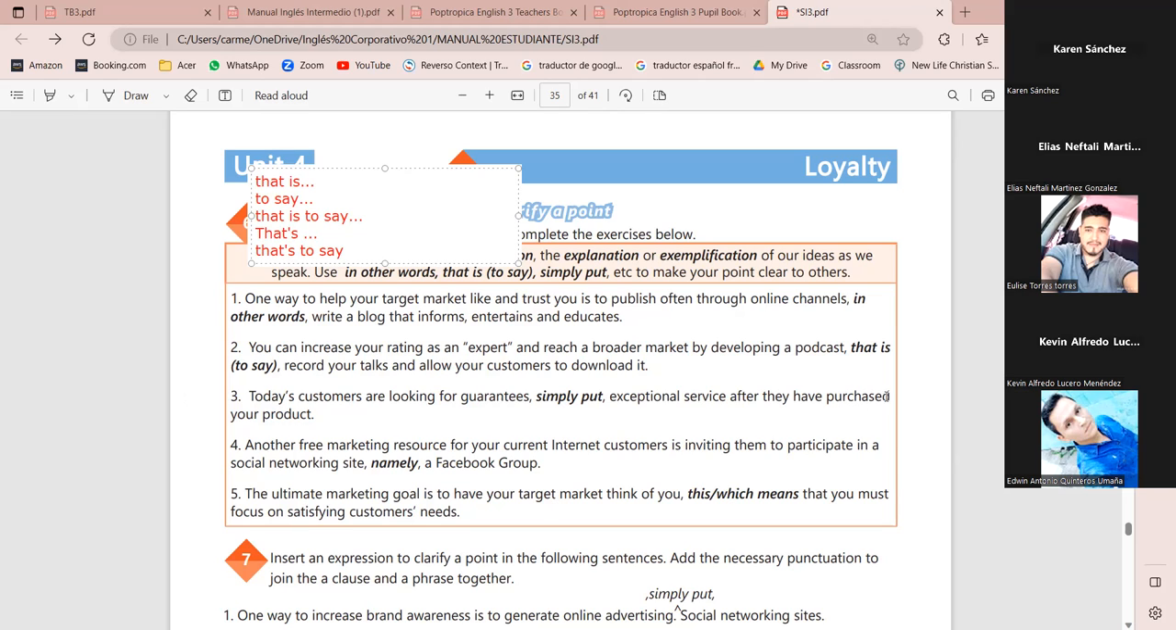Okay, so what are we explaining or clarifying here? The customer is looking for guarantees. What kind of guarantees? Well, actually, exceptional service after they have purchased the product. Todo esto yo lo dijera, simply put, after sales service. That's it, right? Too many words for me, but yeah, you can just explain this like simply put, exceptional service after they have purchased their product. Okay, number four. Esto es como decir en pocas palabras, right? Or saying something plain. It is like this and no other way sometimes.